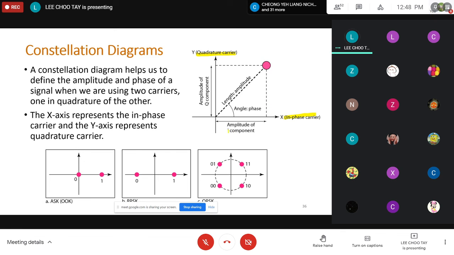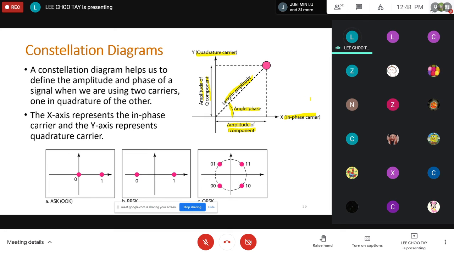So where your dot is will tell you the amplitude of the I component as well as the amplitude of the Q component. The amplitude, again, uses Pythagoras theorem: the square of this plus the square of this, and then root it, you get the actual amplitude of the carrier signal. And then the phase angle of the carrier signal is this. This is the angle.